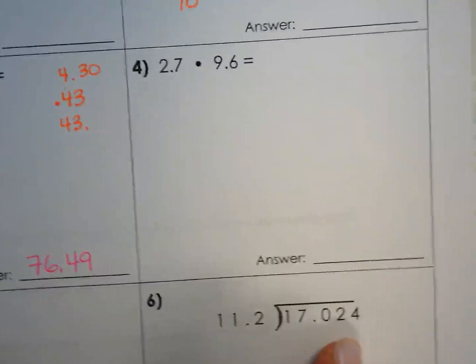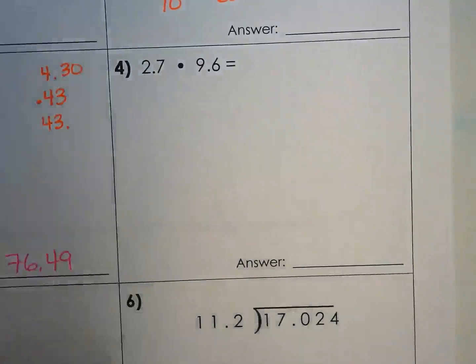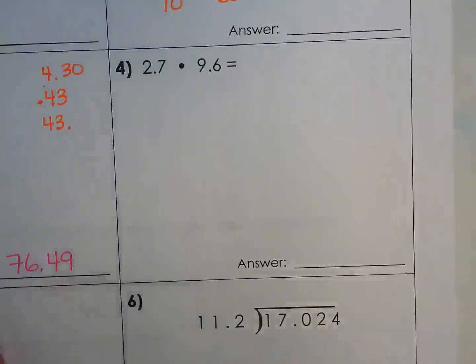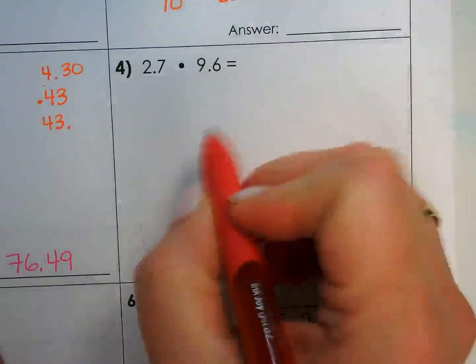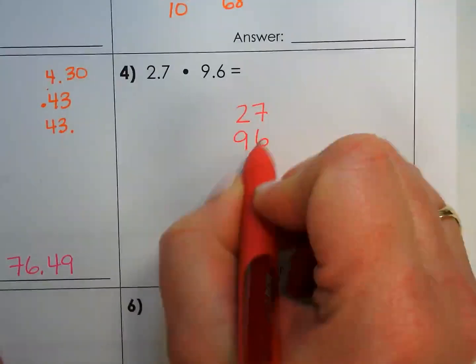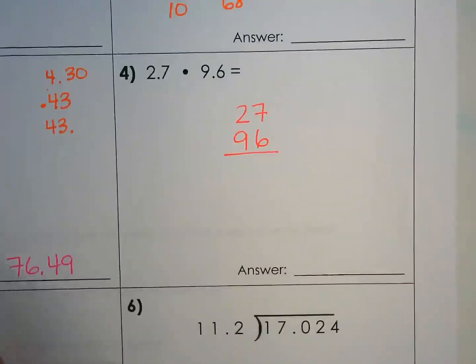Okay, question number 4 is a multiplication problem. We talked a lot about how we can get rid of those decimals and not worry about them at the beginning. So let's just pretend that this is our problem. Okay, don't forget that algorithm.